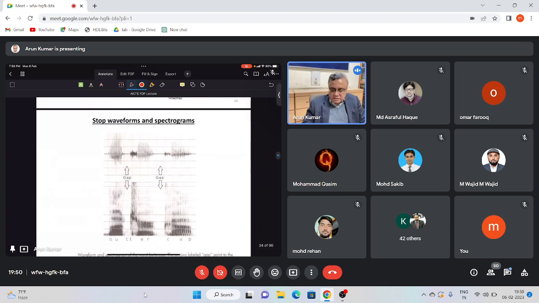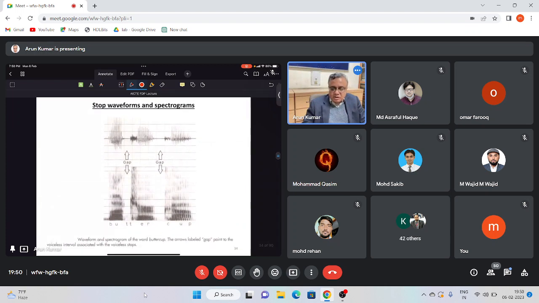So here are examples of spectrograms of stop consonants, which is again characterized by this gap where you build up the pressure and then suddenly release the pressure. So you have this gap and then the release of this pressure.